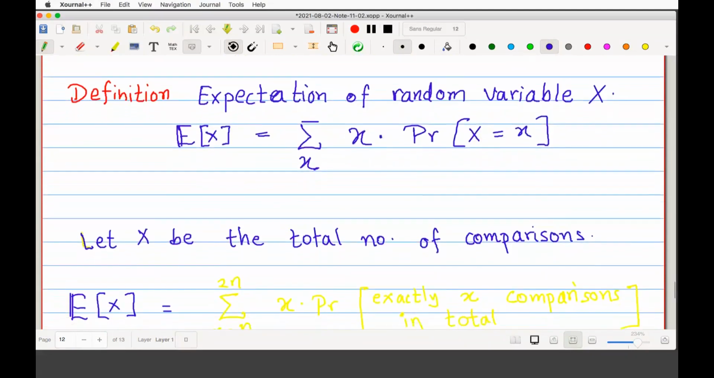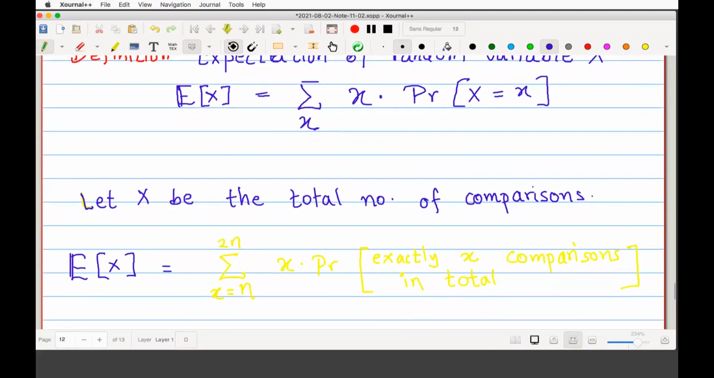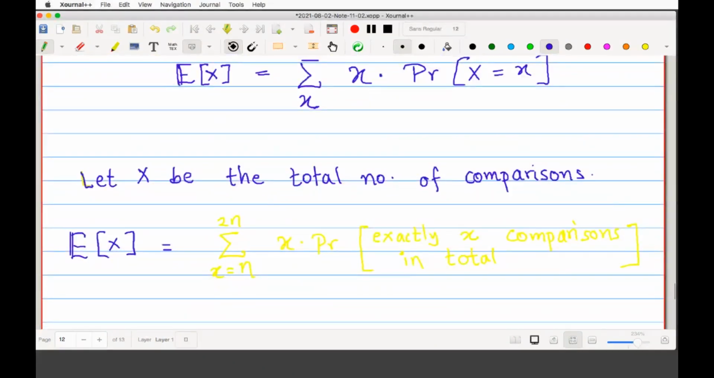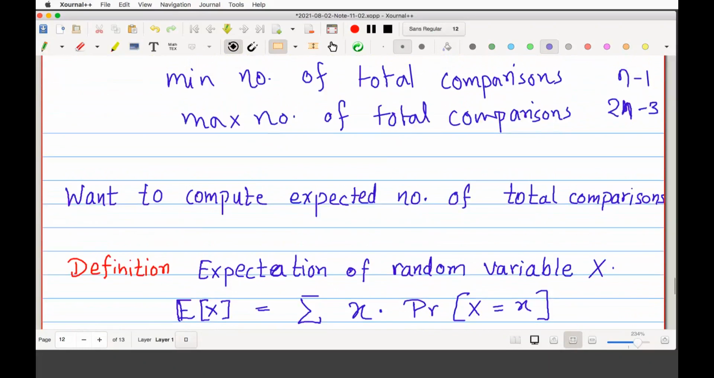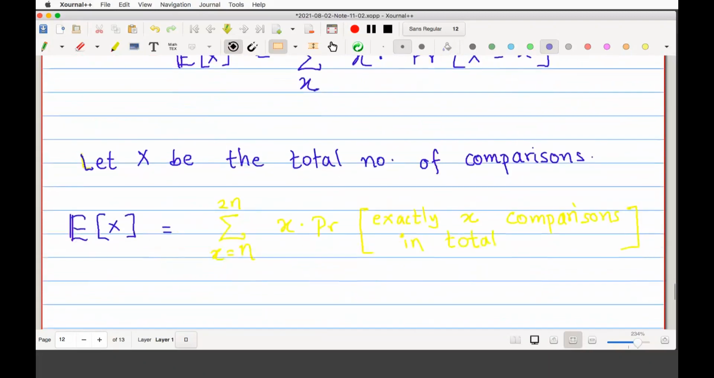Okay, so let's write this. Let's say x is the total number of comparisons, right? So it's a random variable, and we can write its expectation like this. We know that its possible values for the total number of comparisons go from somewhere around n minus 1 to 2n minus 3, right? So that's what I have written here.